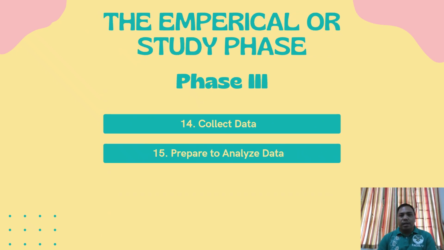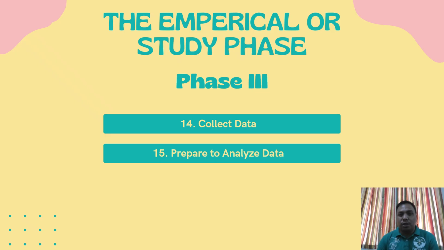And then, let's go to phase 3. In the third phase of the quantitative study, the researcher focuses on gathering and organizing the data needed to answer the research questions. This phase begins with data collection, where the researcher administers surveys, conducts experiments, or uses measurement instruments as planned in the research design.